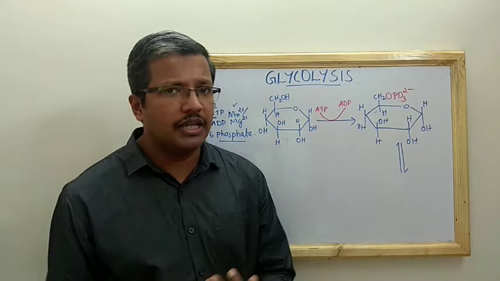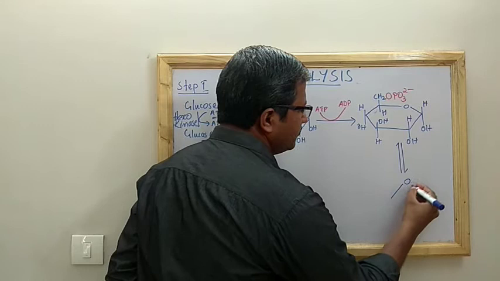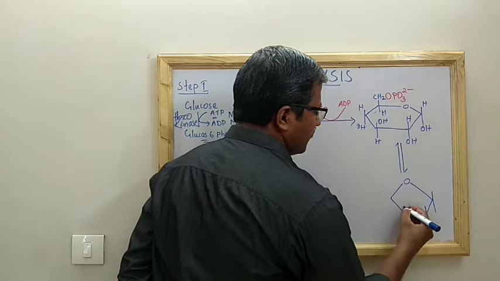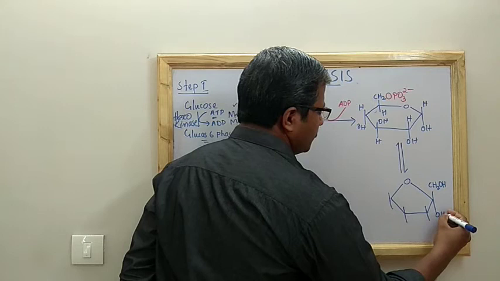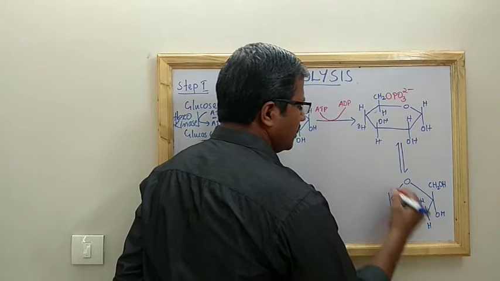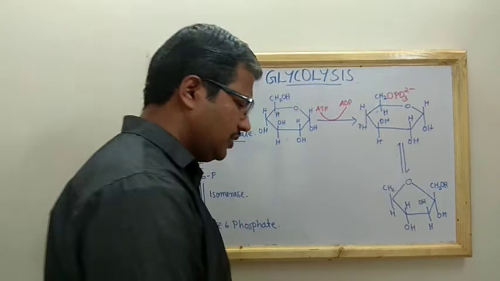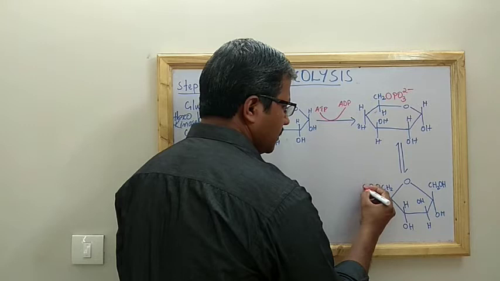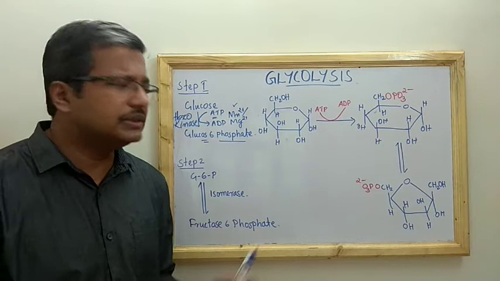So we know the structure of fructose like this. It's a furanose ring, CH2OH, OH, OH, H, H, OH, CH2, H, and O, P, O3 2 minus. So that is fructose 6-phosphate.